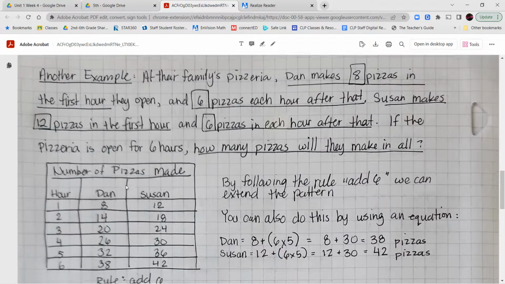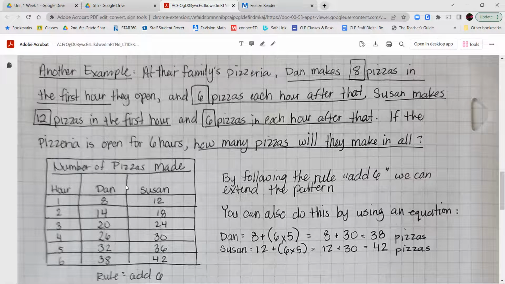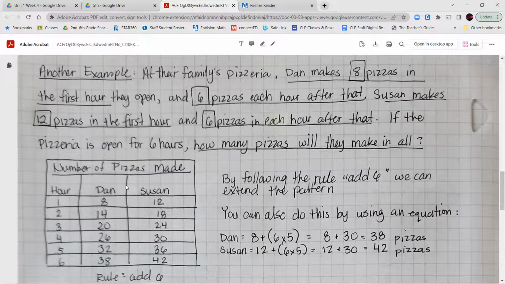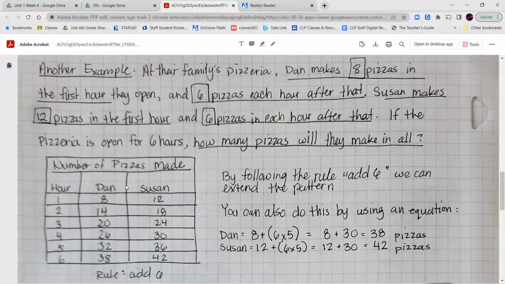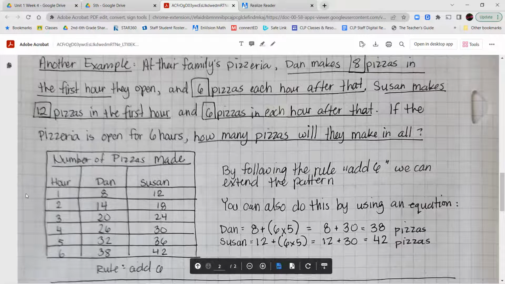Our next example says, at their family's pizzeria, Dan makes 8 pizzas in the first hour that they open, and then 6 pizzas each hour after that. Susan makes 12 pizzas in the first hour that they open, and 6 pizzas in each hour after that. If the pizzeria is open for 6 hours, how many pizzas will they make in all? Okay, so I know that they're both following the same rule, but they're starting with a different number.